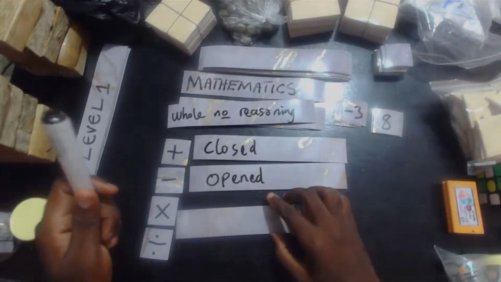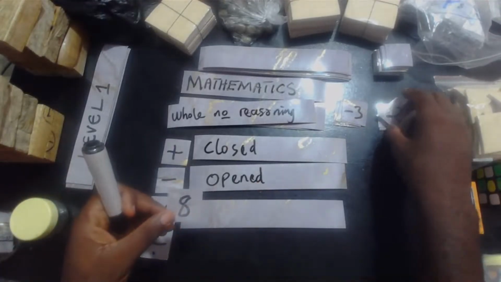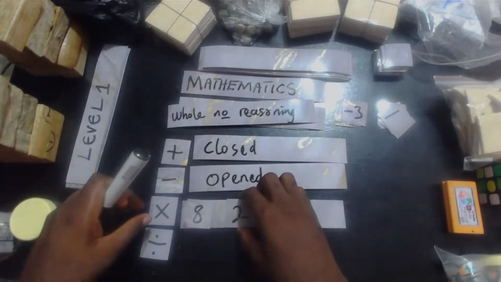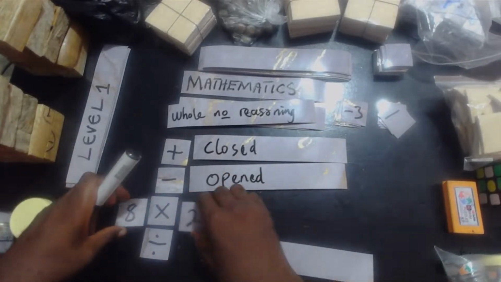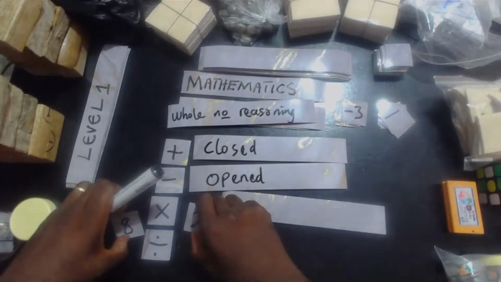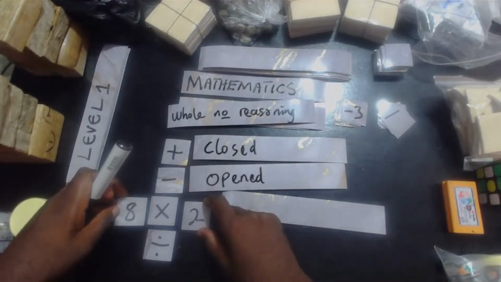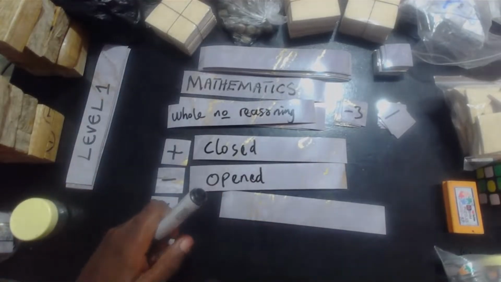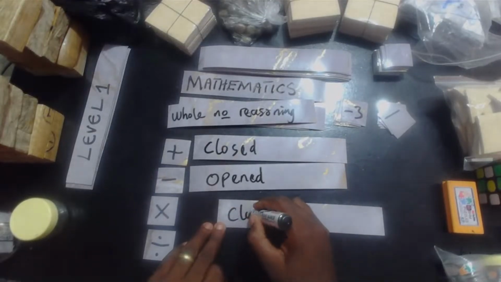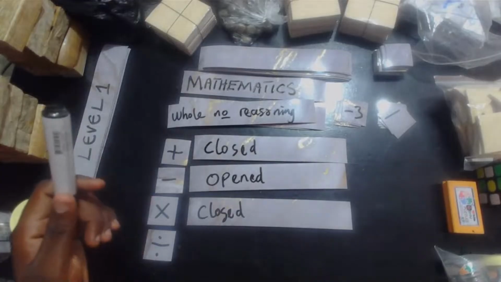Now for multiplication, you also notice that all sets of numbers that multiply, that is 8 times 2, will always give you a whole number. All whole numbers multiply to give you another whole number. Yes. So you will notice that multiplication is closed when it comes to whole numbers.